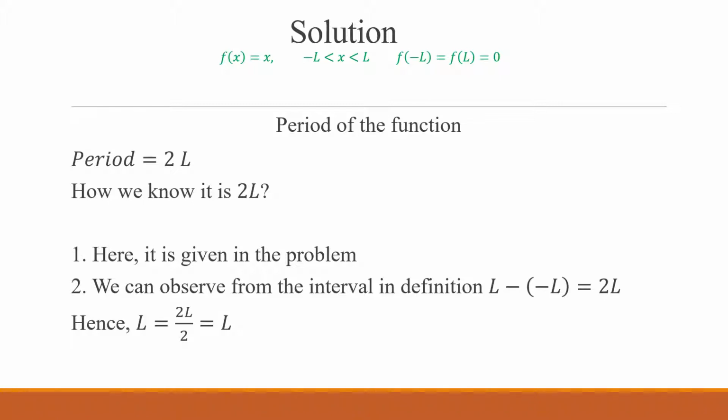The parameter L used in the Fourier series formula is half the length of the period. Therefore, the value of parameter L in this case remains L.